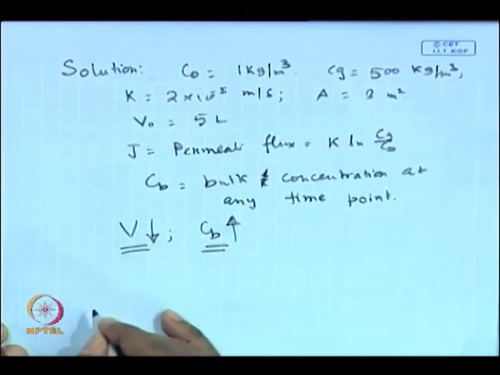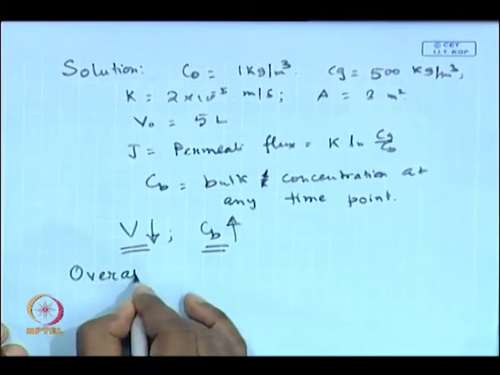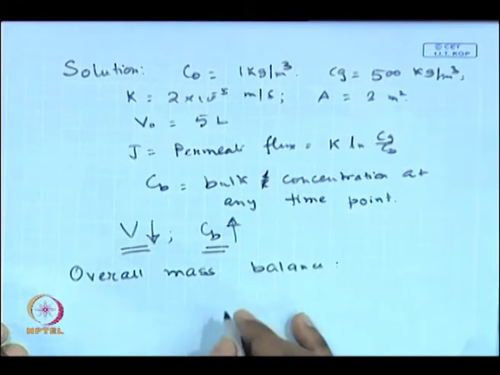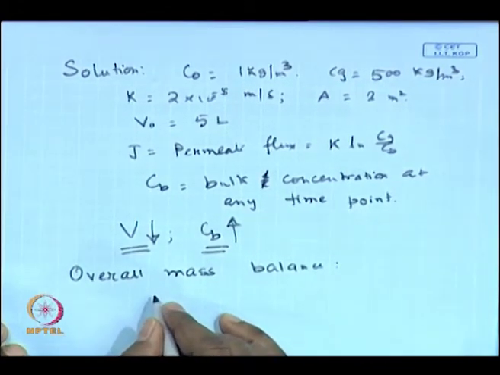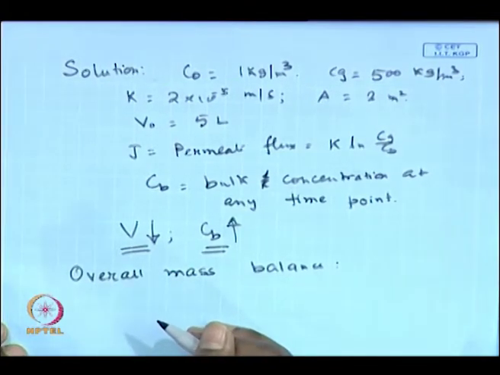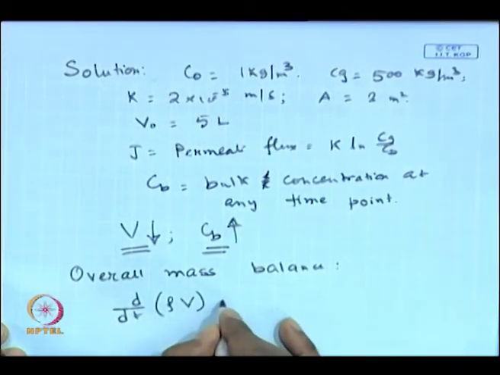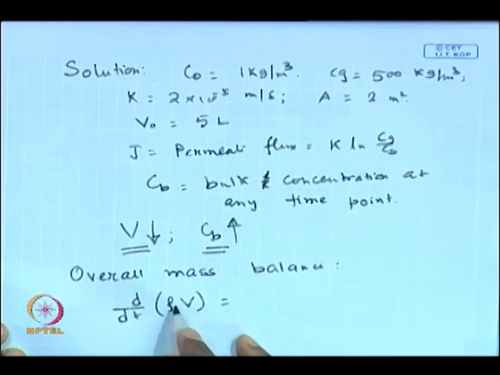Okay. So, first you do overall material balance. What is overall material balance? Rate of accumulation is equal to rate of material in minus rate of material out. Since it is a batch process, you have dumped everything. So, there is nothing called rate of material in, that will be equal to 0. But since you are extracting water out of it, there will be some material that is going out of the system. So, d dt, this is the rate of accumulation, rho times V. Rho times V is basically total mass that is remaining in the feed. So, we are neglecting the volume of the pipeline, etc. That will be very small.